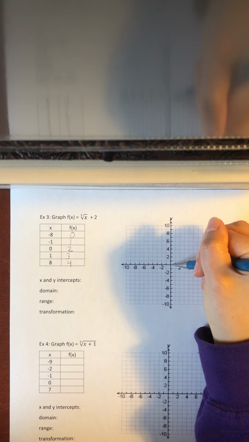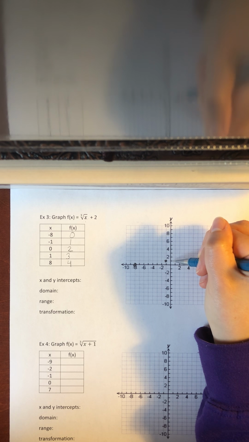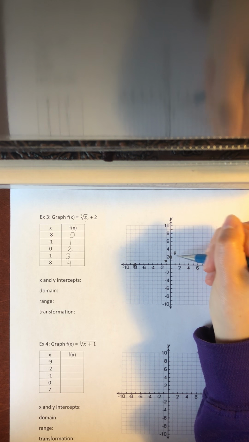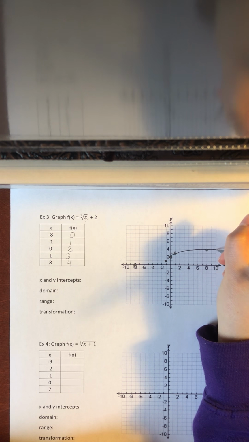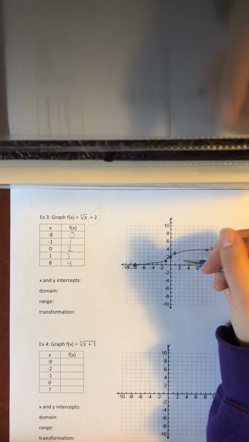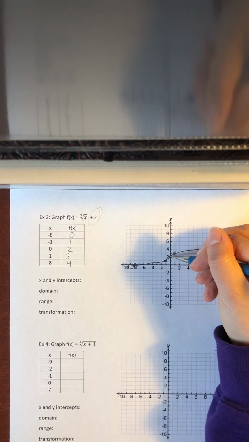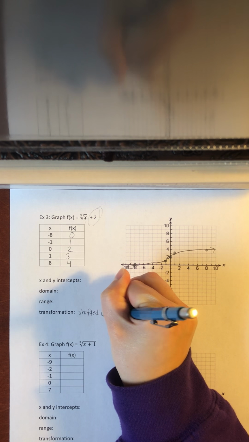Let's graph these values. So we have negative 8, 0; negative 1, 1; 0, 2; 1, 3; 8, 4. Connect them. So as you can see, our graph is shifted up 2 units, okay? Normally the center point, not really the vertex, but you know what I mean, is usually here, and this is now shifted up 2. So that's your transformation: shifted up 2 units.